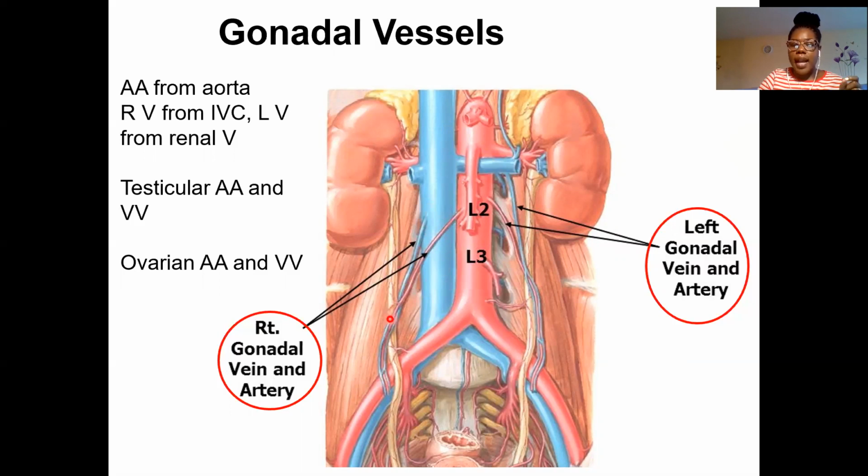Whereas the artery is actually going to cross the midline and go directly into the aorta. So there's a bit of asymmetry with the veins in that on the right, it's dumping into the inferior vena cava, which is closer to the right side, whereas on the left, it's going to take a shortcut, dump into the renal vein, which is eventually communicating to the inferior vena cava as well.